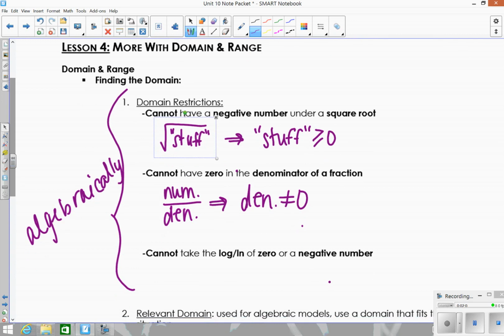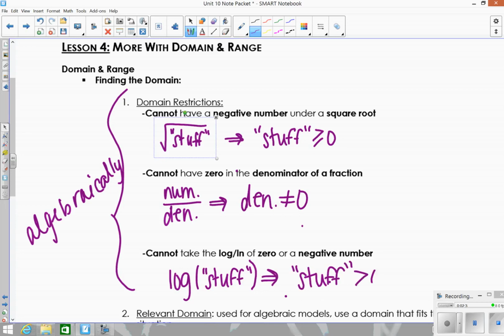And then the last one we won't talk about quite yet, but let me just get it in here since we are talking about domain. It's when we talk about logs, which will come later on in the year. Whenever you take log of something, like log of this stuff again, you can't take log of 0 or a negative number. So you would take whatever is inside of the log and make sure that it's greater than 0.